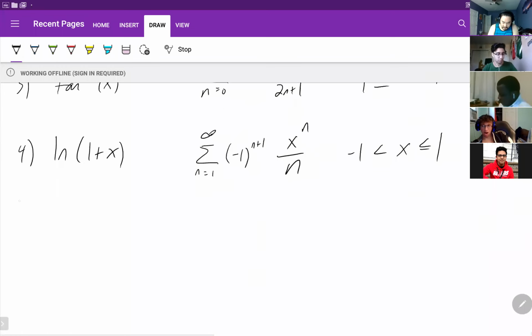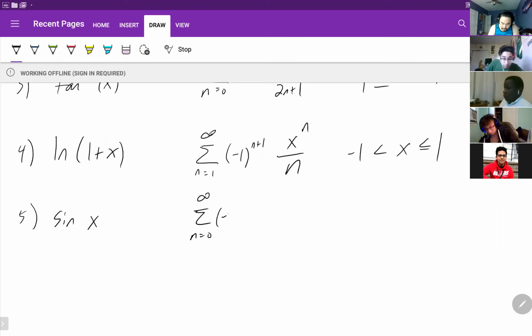Numbers 5, 6, and 7 are different. They are going to be the reason for the second half of this lecture. So 5 is sine of x, and this one is from 0 to infinity. It alternates, and it is x to the 2n plus 1 over 2n plus 1 factorial.